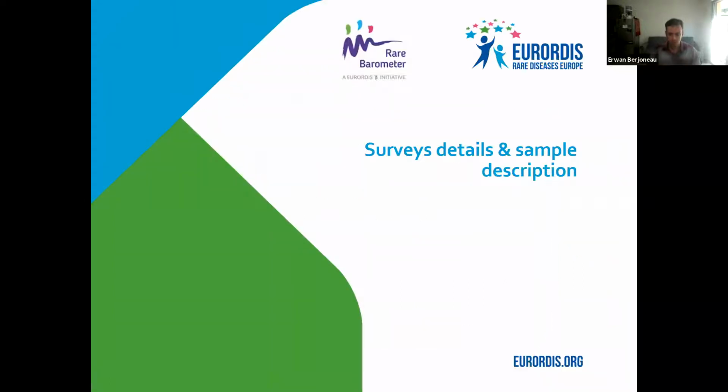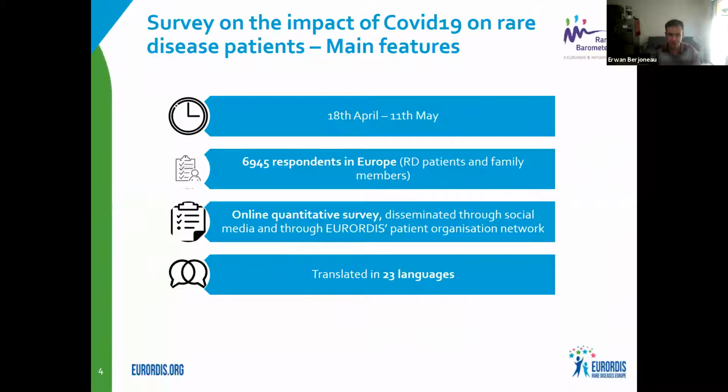So let's start with a very small reminder of the survey. The survey on the impact of COVID-19 on people living with rare disease was carried out from the 18th of April to the 11th of May. In Europe, almost 7,000 respondents took part, and respondents encompassed mostly rare disease patients and carers or family members.